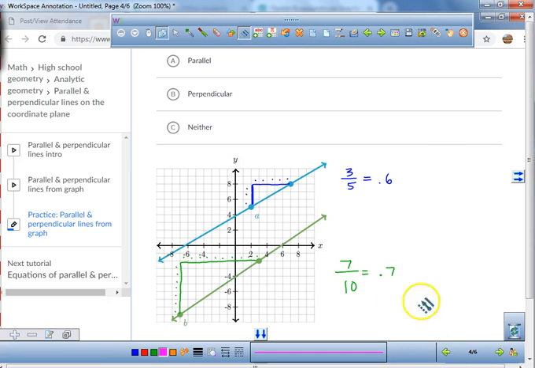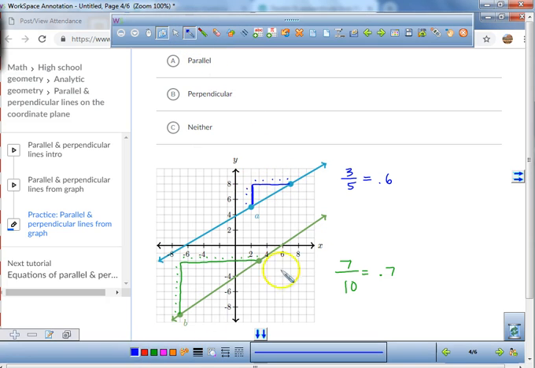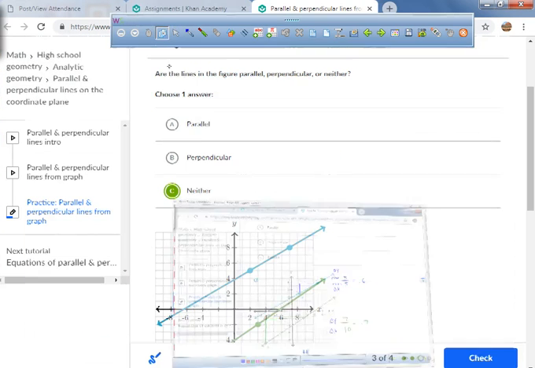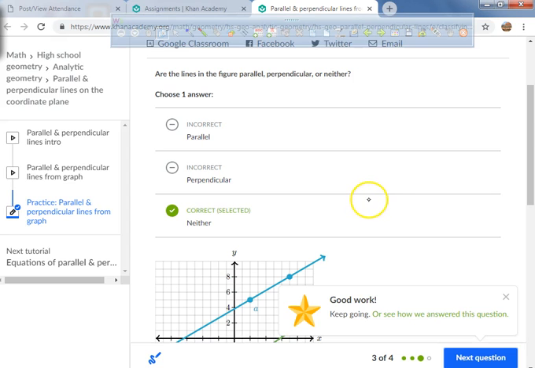And how did we prove that? Because what did I do? I found the rise over the run. In case you're a new student, this part is called the rise. This is the run. The rise is the change in y. The run is the change in x. If you're wondering what the heck that little triangle means, it means change in. That's delta. Okay? What's the change in y here? 7. What's the change in x here? 10. They are not the same. So the answer is neither. That's what you're doing on this assignment. What are we doing on this assignment? We are comparing slopes. Are they the same? Are they negative reciprocals? Or are they neither?